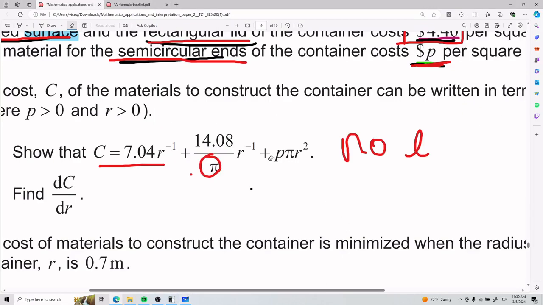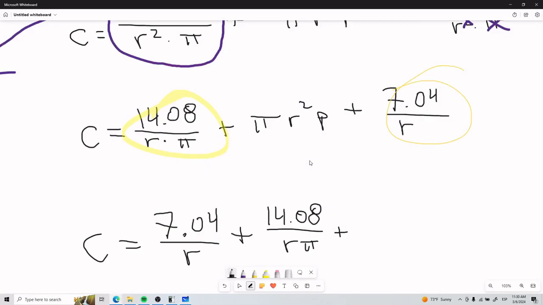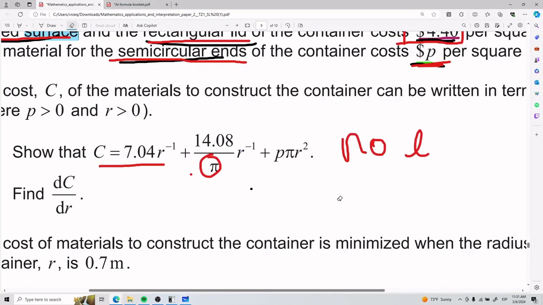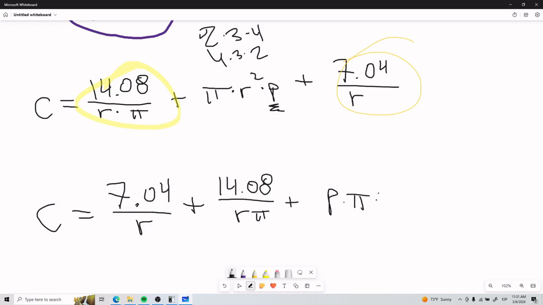And last but not least, I have the triple p pi r. My p is at the last part, but again, 2 times 3 times 4 is the same as 4 times 3 times 2, so I can rewrite it as I please because it's all being multiplied. So I'm going to leave it as the exercise asks. P then pi then r.